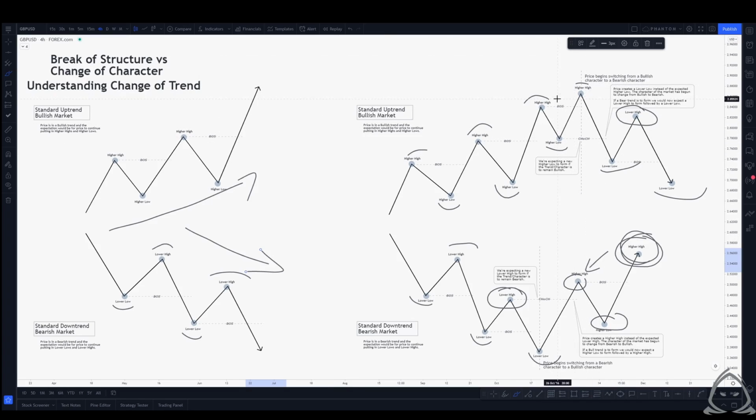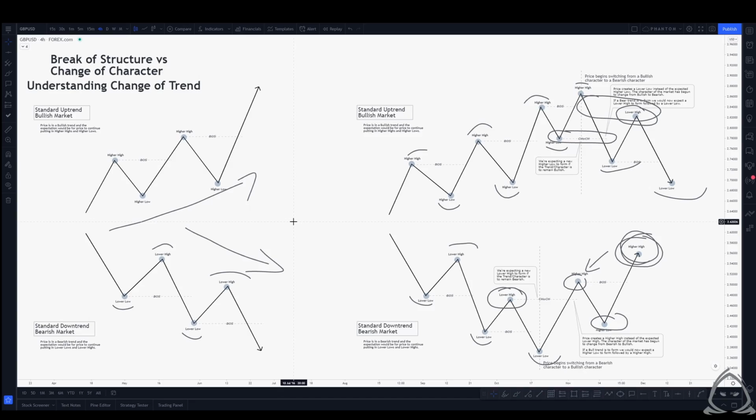Because what we can start to see when we're looking at changes of character, we have a demand zone. We're expecting demand to be respected for price to put in a higher high, for example, but instead demand fails, and what we end up seeing is supply being respected. And like I said in the market structure videos, if we see supply being respected and demand failing, we're in a downtrend and we're expecting lower lows and lower highs. If we're in an uptrend and we're seeing demand being respected and supply failing, then we're expecting higher highs and higher lows. Now on the flip side, if we're seeing demand being respected and supply failing, and then all of a sudden demand fails and supply becomes respected, we've seen a change of character.